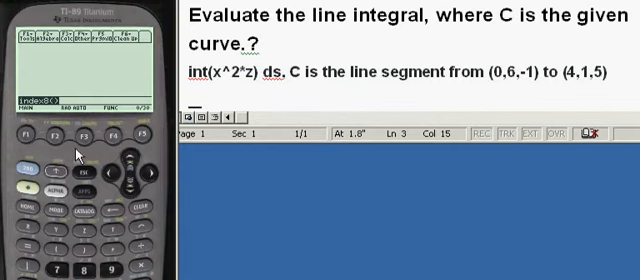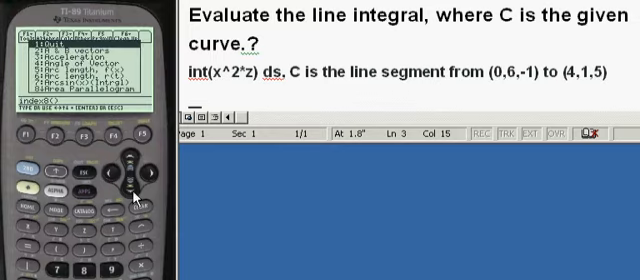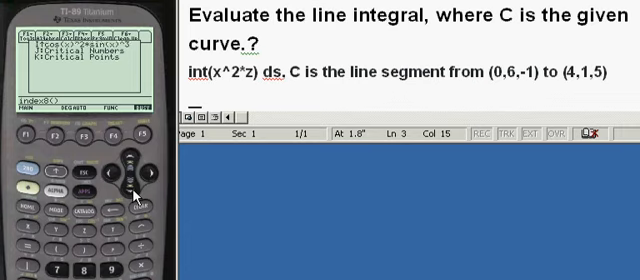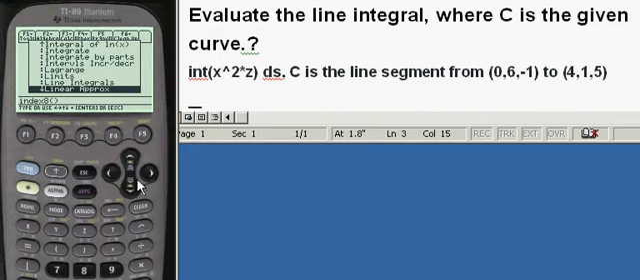But anyways, index A to get to my menu. Here's a problem right off a test. Get to my main menu. We're going to scroll down here. I'm just going to hold down on the cursor to scroll down to the L section, line integrals, and choose that because that's the subject we're talking about, and here's line integrals.